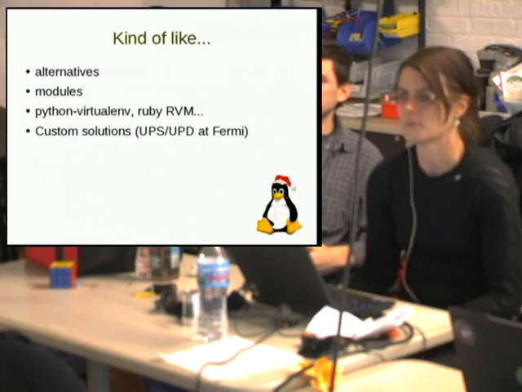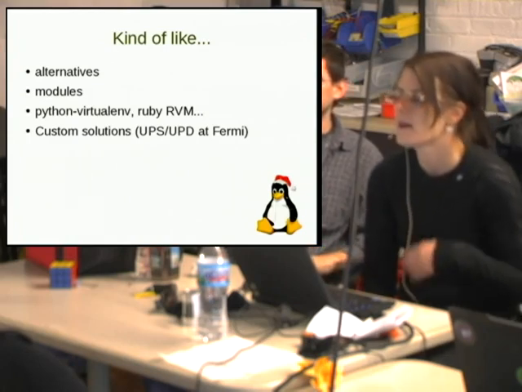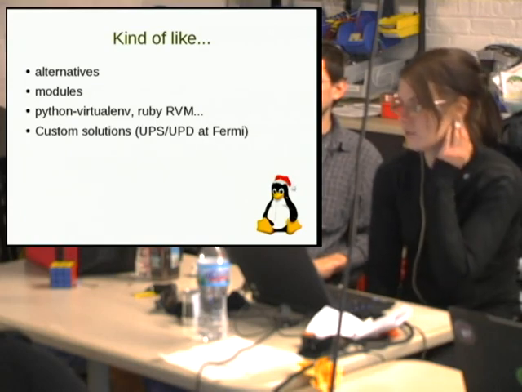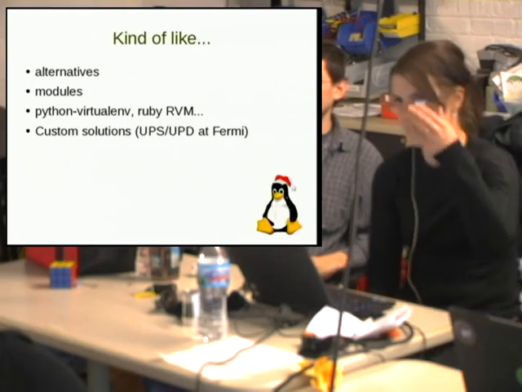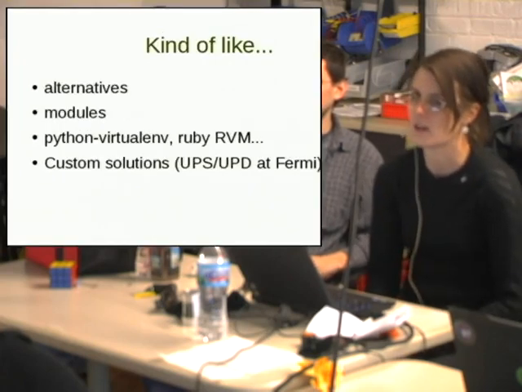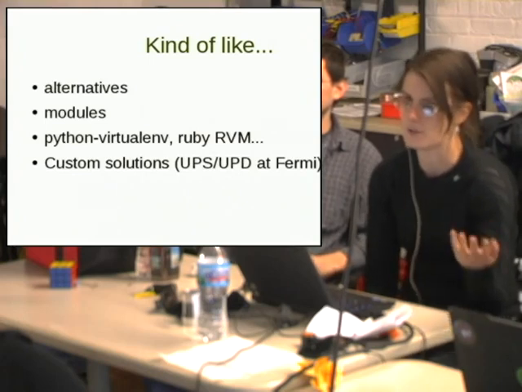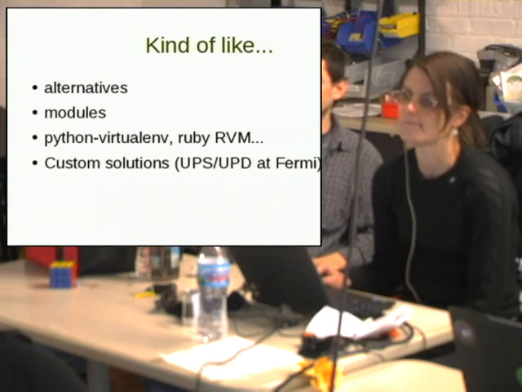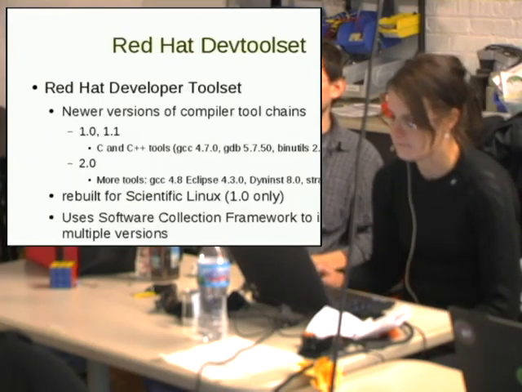But there's a thing out there called modules. There's virtualenv for Python, RVM. There's a thing called UPS/UPD that's used at Fermilab. It's like 15 or 20 years old. Basically, the last three examples just have scripts to hack on your environment and change your path and your LD library path to put you in another environment that's parallel with the system.